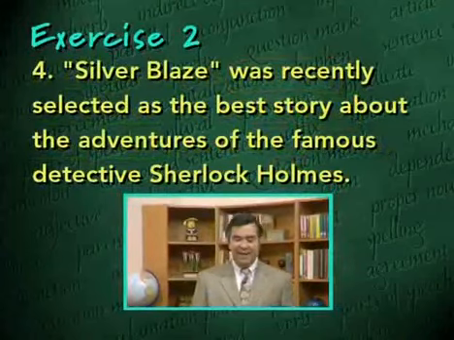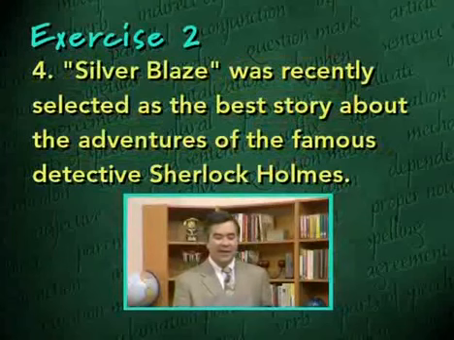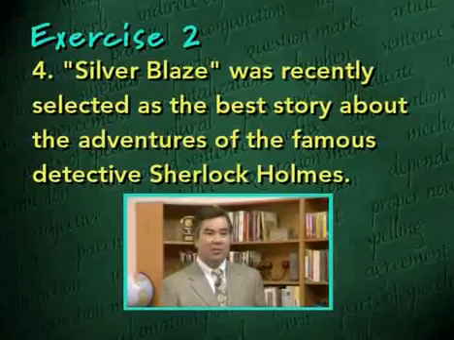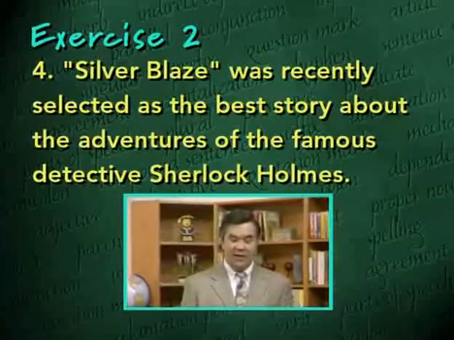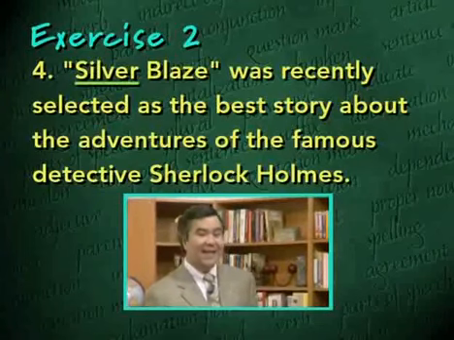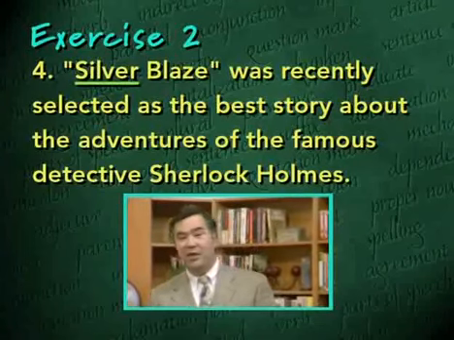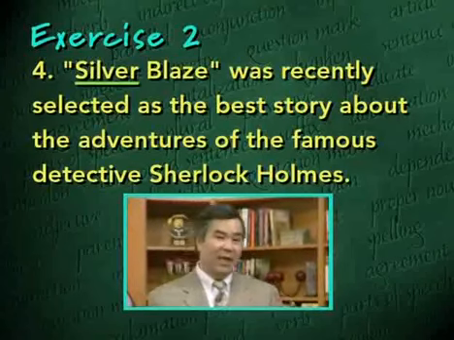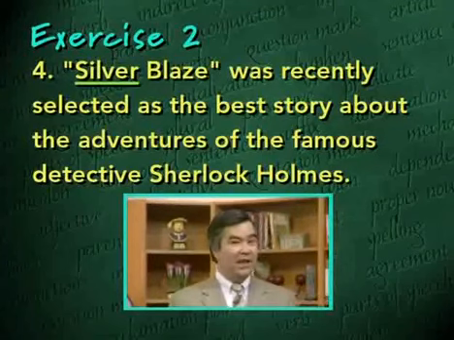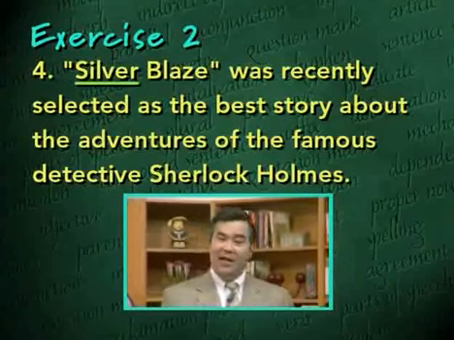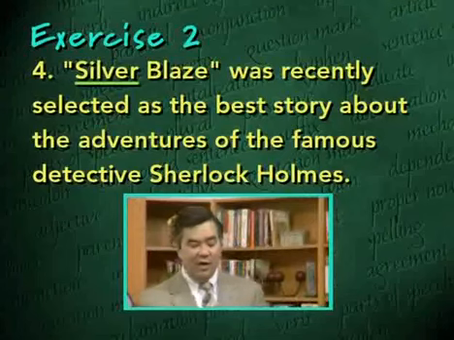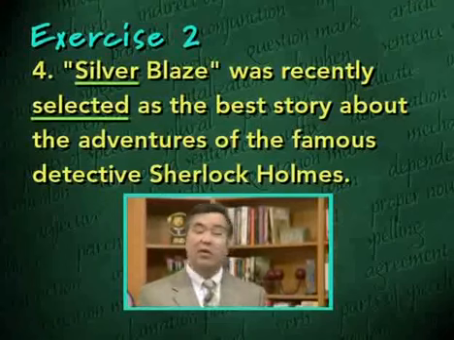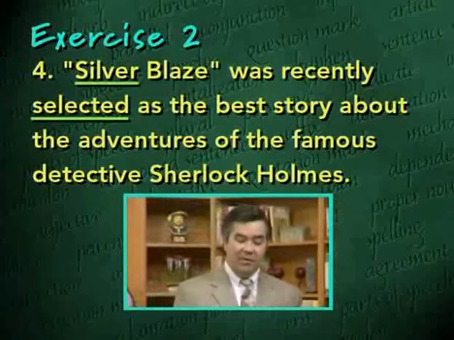Let's look at our next sentence. Silver Blaze was recently selected as the best story about the adventures of the famous detective Sherlock Holmes. We've got a number of adjectives here. The first one is the first word in the sentence, silver. We can see from the way it's being used here that silver is an adjective giving information about the noun blaze. What kind of blaze? A silver blaze. Silver is a word describing a color, and color words very often are used as adjectives. Selected could be considered an adjective. Once again, it's on the borderline between an adjective or a verb.